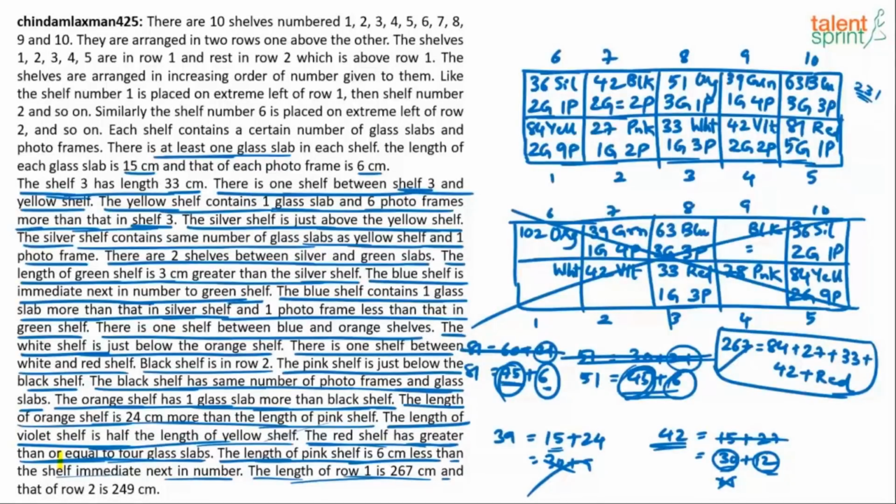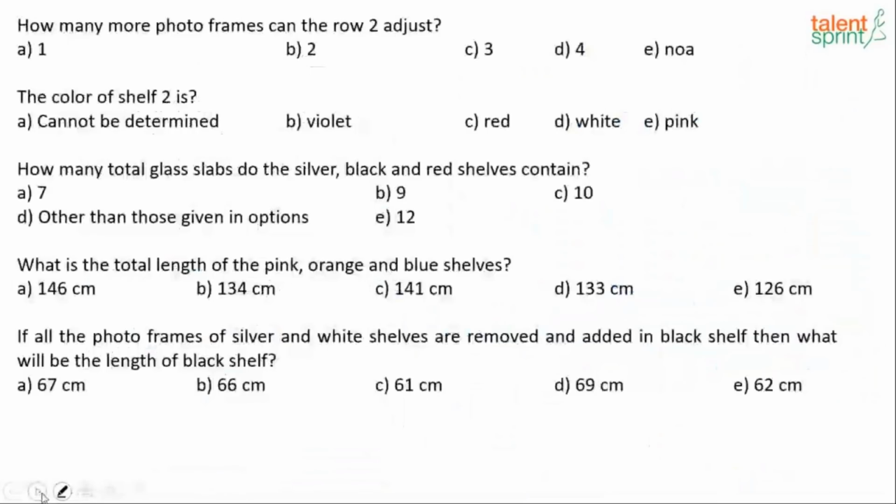Okay, let's look at the questions. What are the questions? How many more photo frames can the row 2 adjust? Okay, so there can be extra in row 2. It says, how many more photo frames can the row 2 adjust? Okay, go back. I think what we did is correct only in that case.